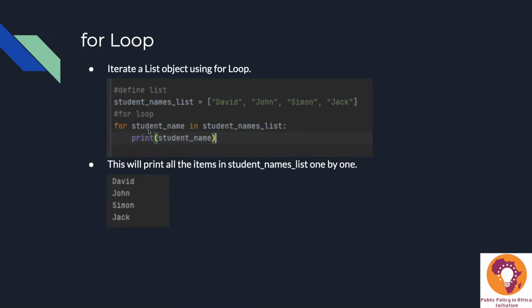All right, and just something to note, this name here doesn't have any specific requirements. You can give it any particular name you want. So we could have said for X in student names list and then done print X here. You just often want it to be something useful and informative. So in this case, since it's a student names list, we say for student name in student names list, and then we print out the student name.